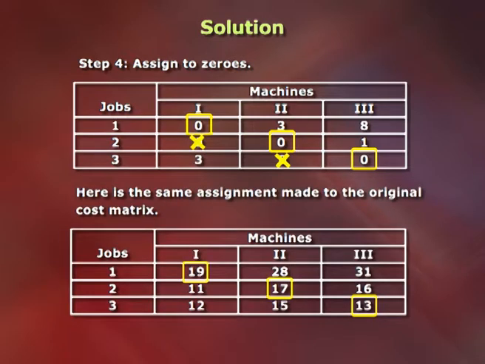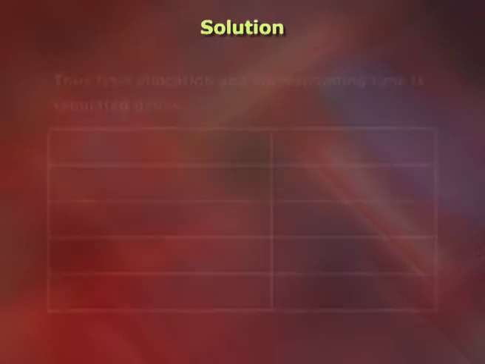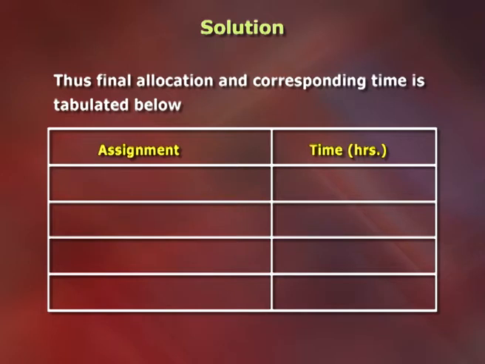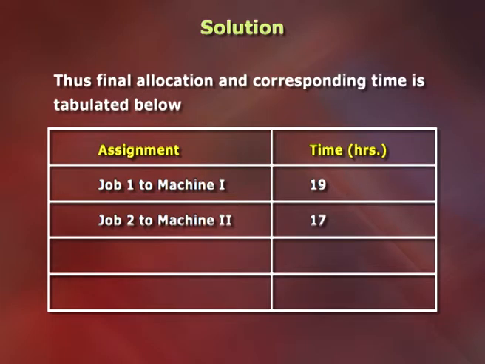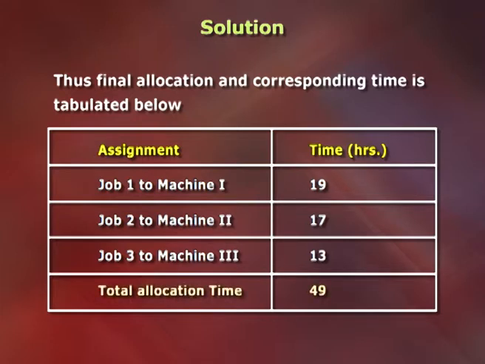Here, the same assignment is made to the original cost matrix. So, now we have job 1, machine 1, job 2, machine 2 and job 3, machine 3. The assignments are made in the original table. Thus, the final allocation and corresponding time is tabulated below. So, job 1 is to be assigned to machine 1 and 19 hours will be taken for it. Job 2 should be assigned to machine 2 and 17 hours are required. Job 3 to machine 3 and 13 hours are required. So, the total allocation time will be 49 hours.